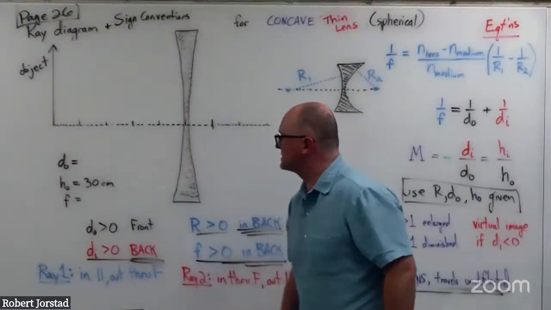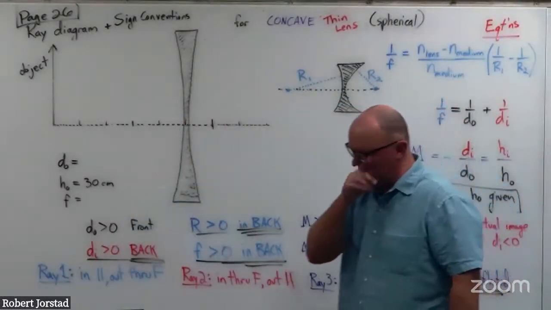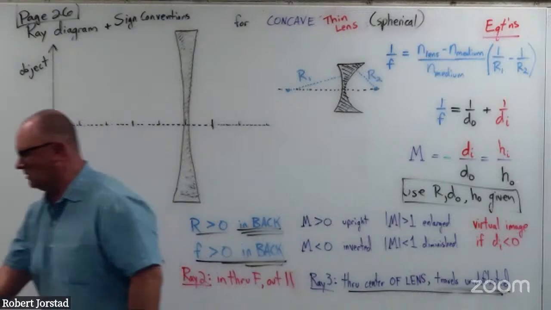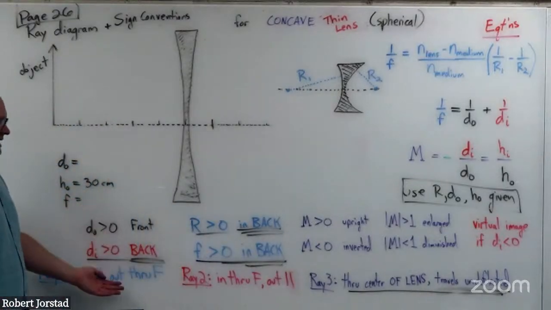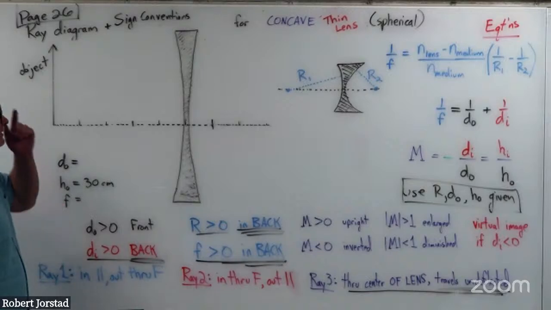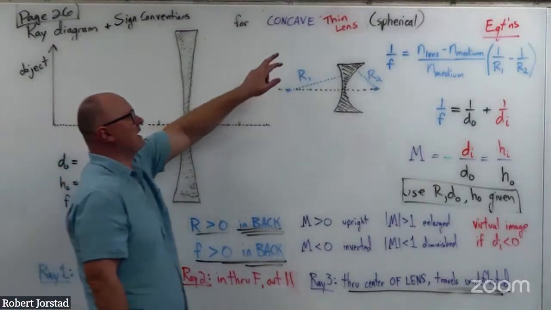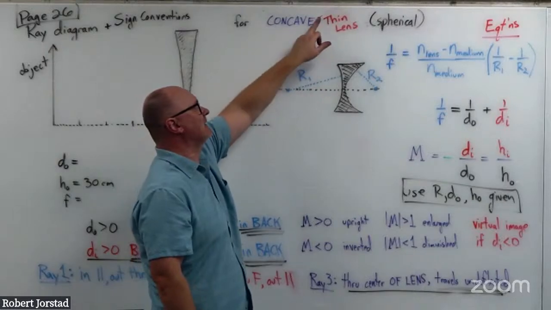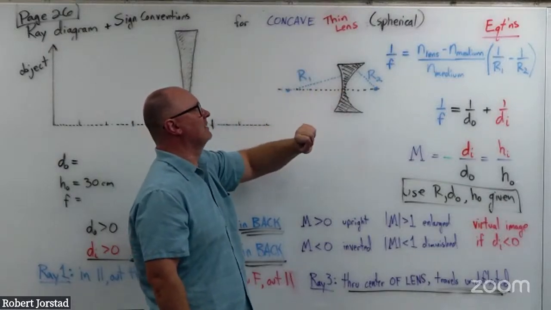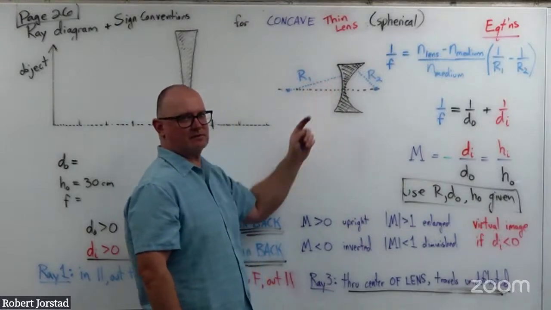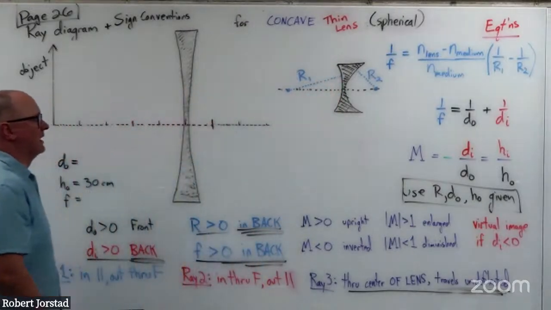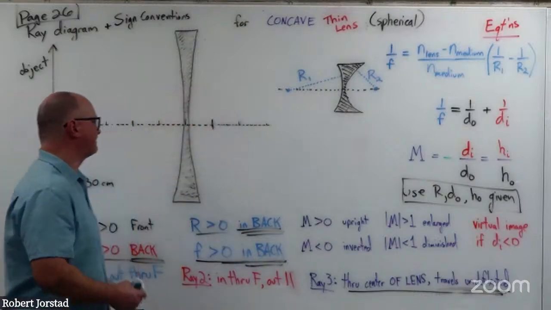All right, so I'm going to try to mix this one up a little bit. And so I've got the sign conventions and the ray diagrams down here. And now we're going to talk about a concave thin lens. In particular, this is a biconcave, and it's assumed that these are spherical surfaces. All right, so all of our equations are the same.